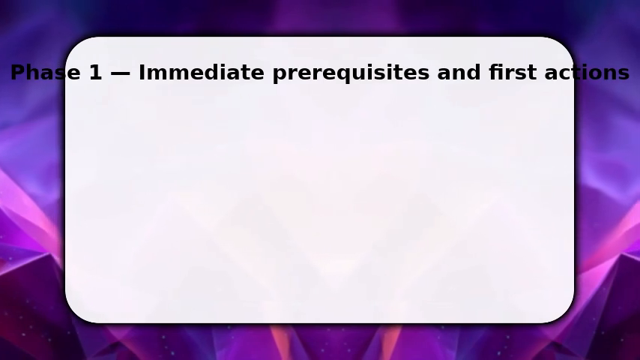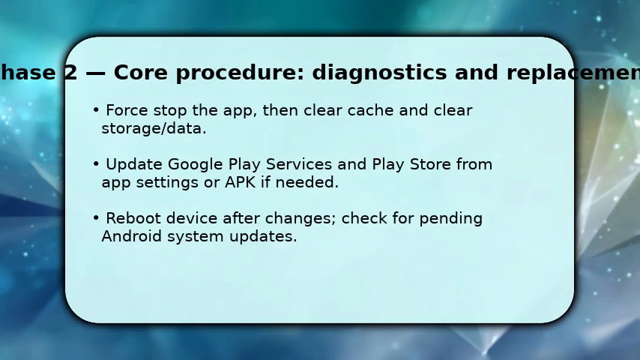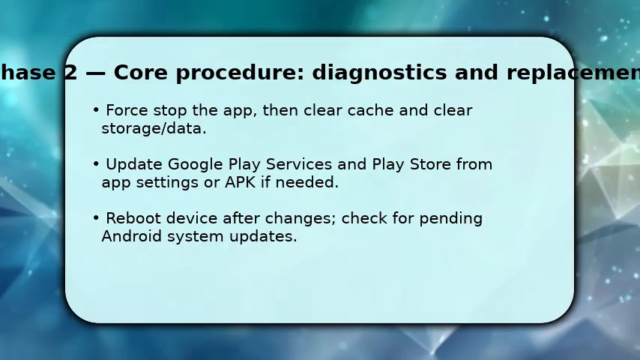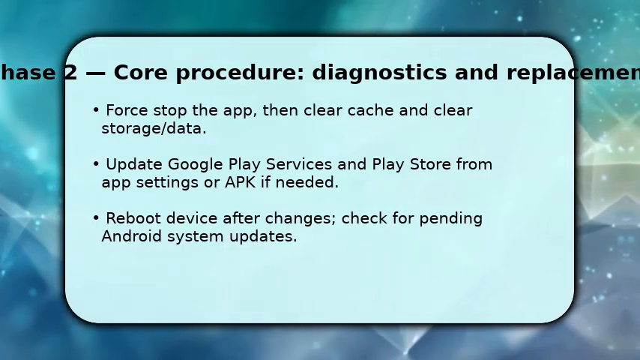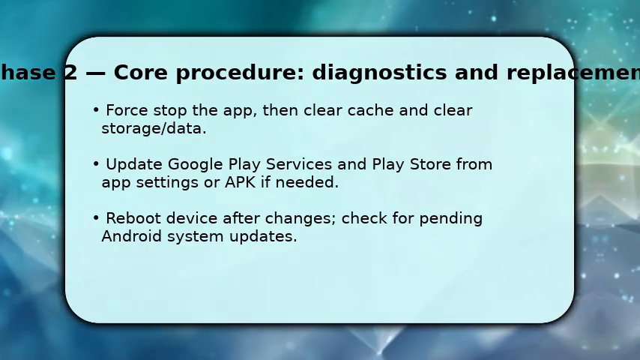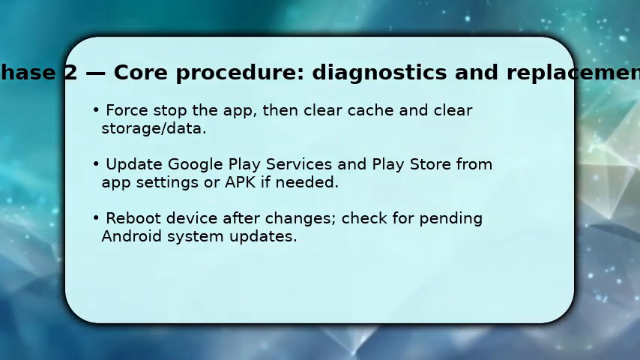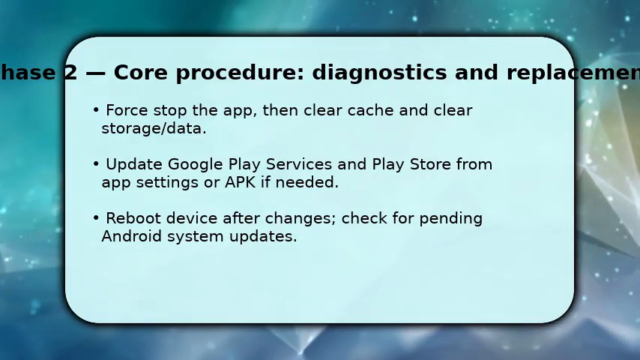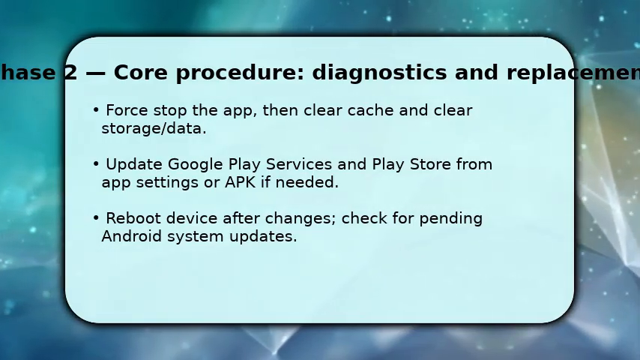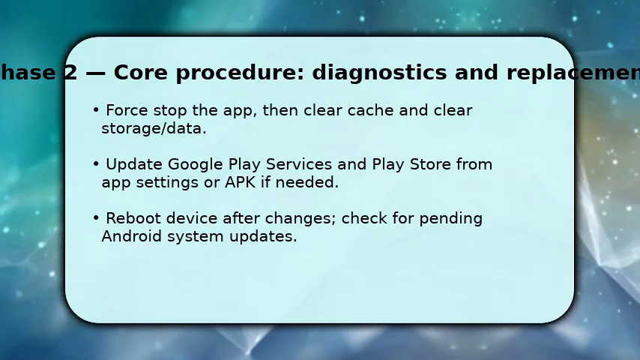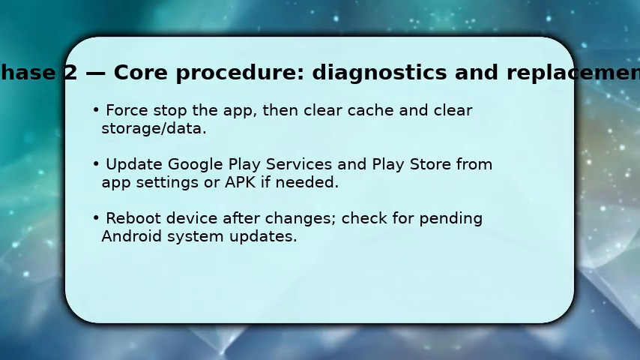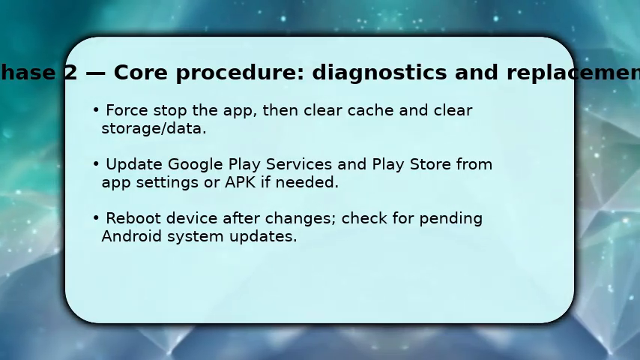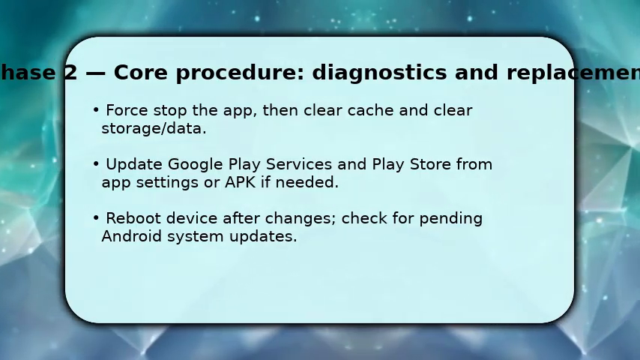Once in the app page, force stop Google Play Services to halt background processes. This prevents conflicts while you clear data. Then clear cache and clear storage. That removes corrupt temporary files and resets settings. Next, update Google Play Services and the Play Store. An outdated component often causes crashes, so install the latest version or sideload a compatible APK if updates fail. Finally, reboot the device to apply changes and load fresh processes.